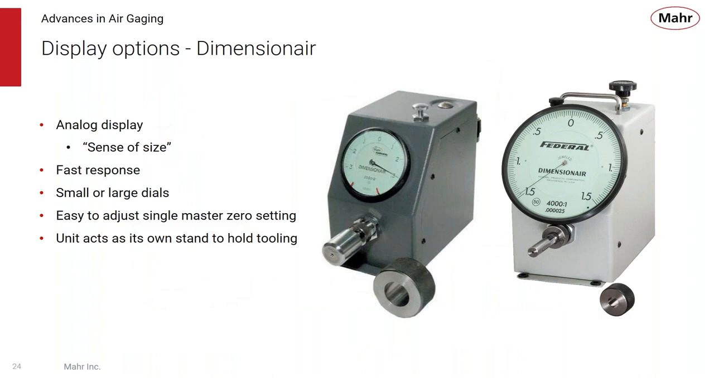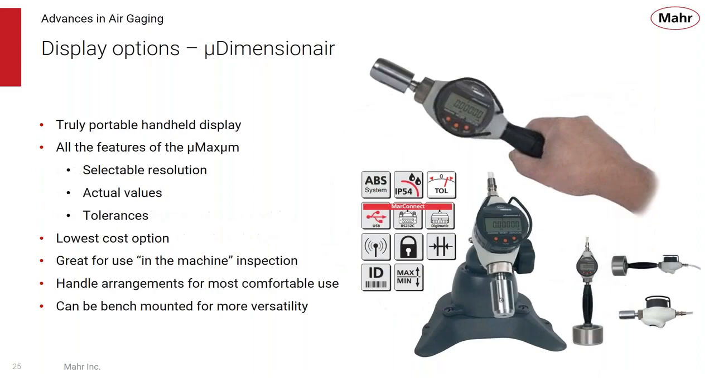Now, Mahr's most basic Dimensionair has been around for a long time, but it's great for customers who like to have that analog display that gives us a sense of size. It's very fast response. You can get small or large dials. It's easy to adjust with its single zero setting. And you can see that because the tool can attach to the front of the unit, it can act as its own stand if you want to have a bench-mounted air gauging system. Still a very popular product.